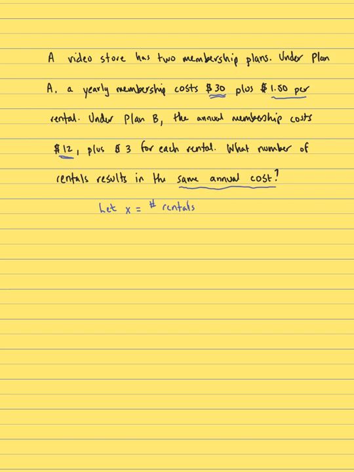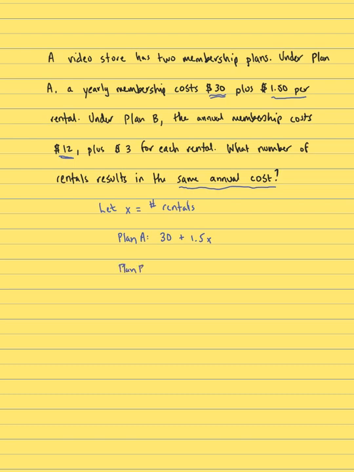We don't. Okay, so if we think about the cost of Plan A, the cost of Plan A is $30, that is a fixed cost, plus $1.50 for every rental, so that would be plus 1.5x. Why 1.5x? Well, if we rented 1 movie, it would cost $1.50. If we rented 10 movies, it would cost $15. Okay, you get the idea.